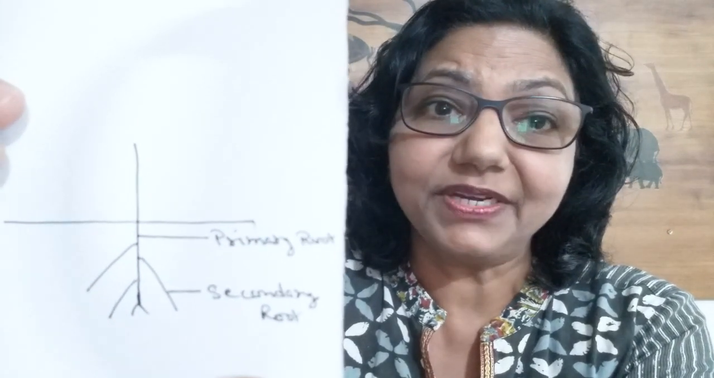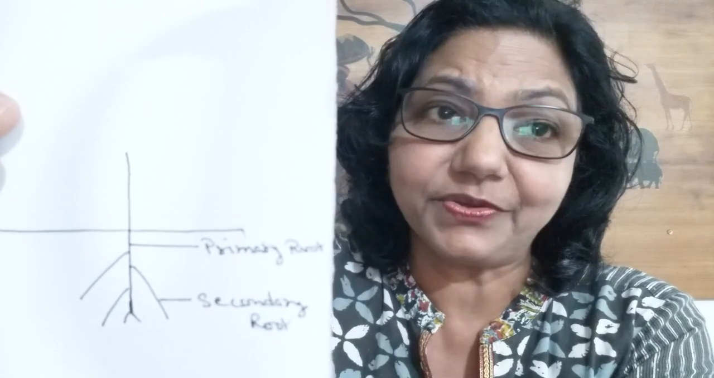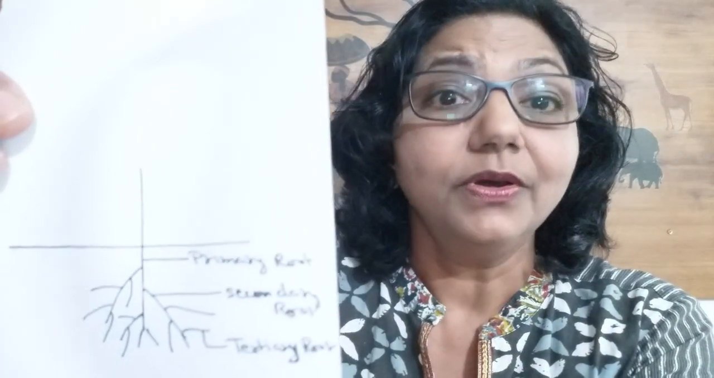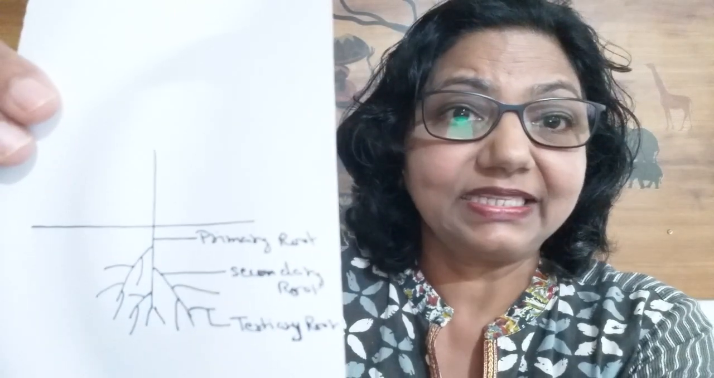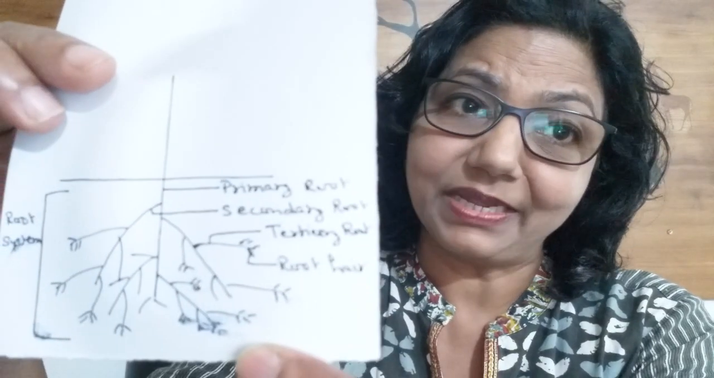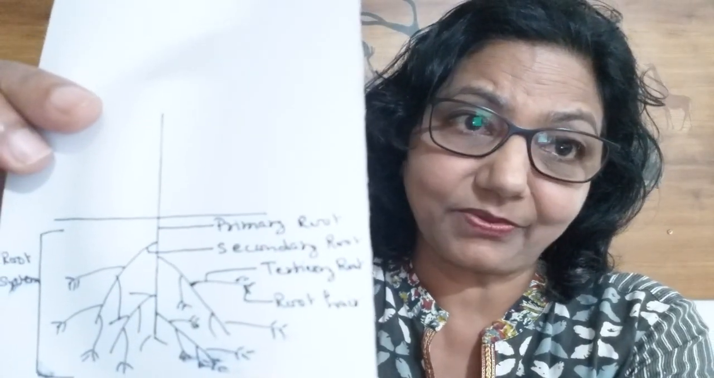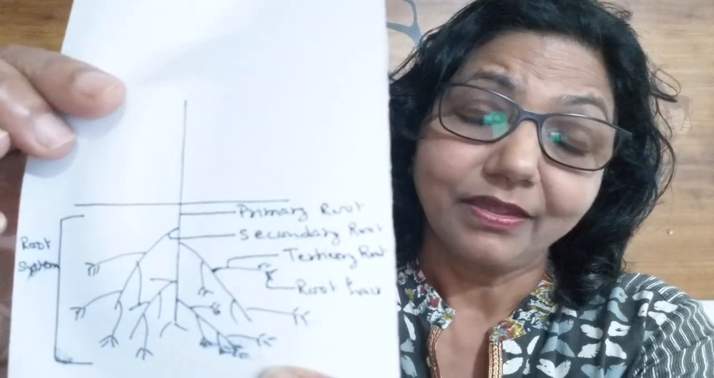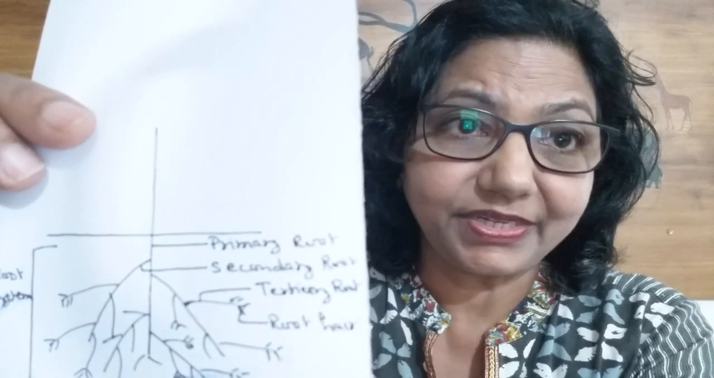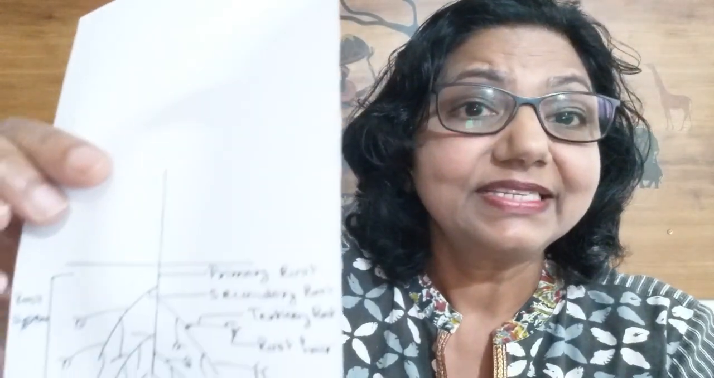From it emerge many small lines going towards the soil and this forms the secondary roots. From the secondary roots, we will draw more lines going towards the soil and this will form the tertiary roots. And then we will draw small hair-like lines from all the roots, primary, secondary and tertiary roots, and these are called the root hair. All these roots, primary, secondary, tertiary and the root hairs together are called the root system.